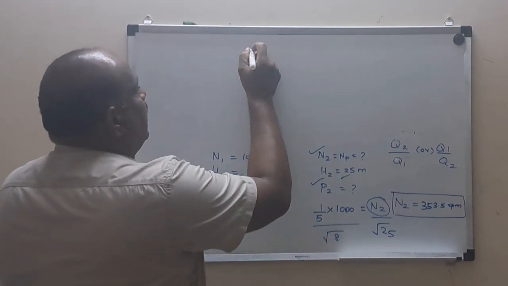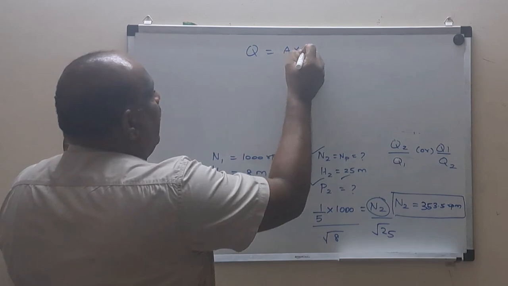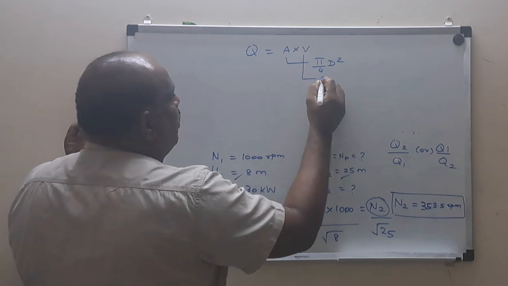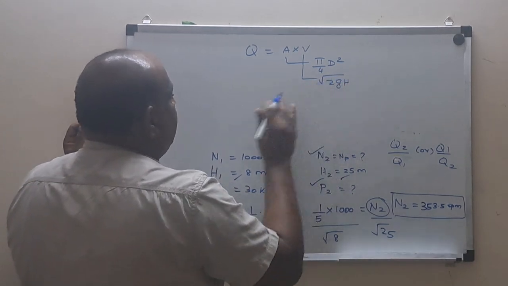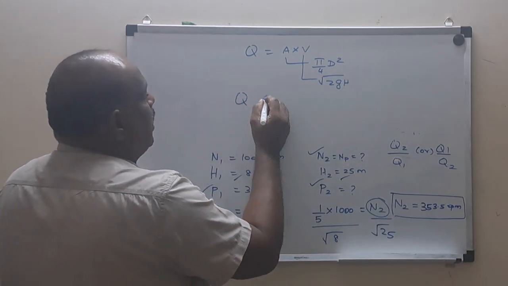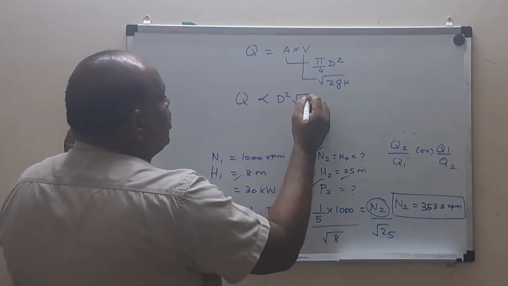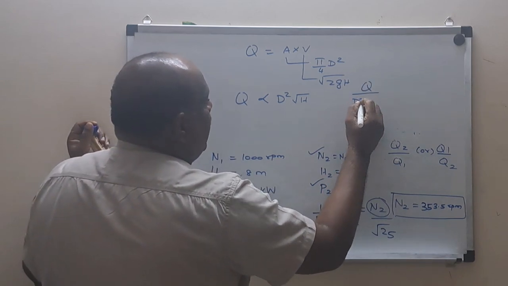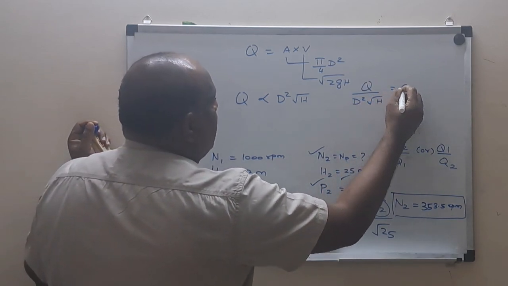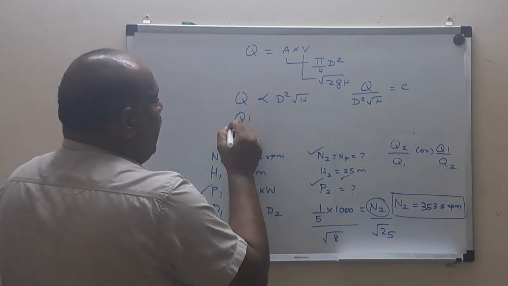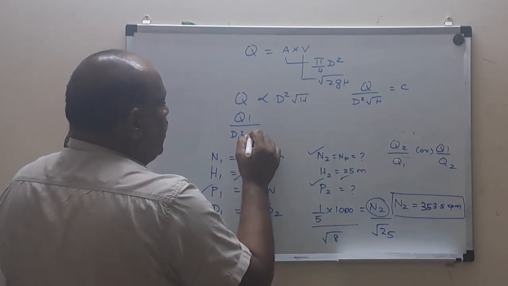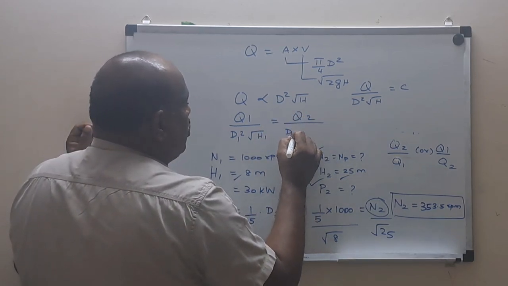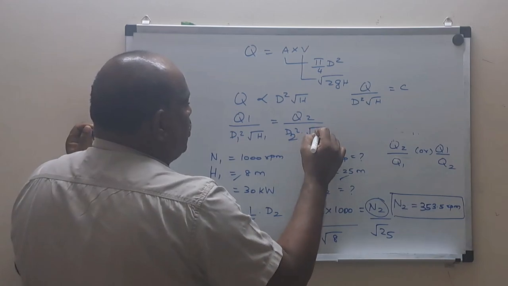So we can say that Q equals A into V, as well as Q will be pi by 4 D squared, and this V will be square root of 2gH. So I can tell Q is directly proportional to D squared into square root of H, which means Q by D squared square root of H is equal to a constant, which means Q1 by D1 squared square root of H1 is equal to Q2 divided by D2 squared root of H2.